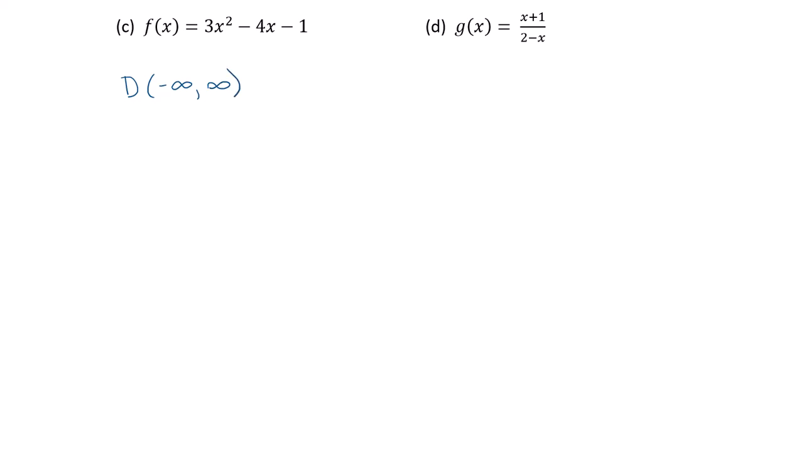Okay? So you don't really show any work on this. You just think through what the restrictions are. If it doesn't have those restrictions, then the domain is all real numbers.